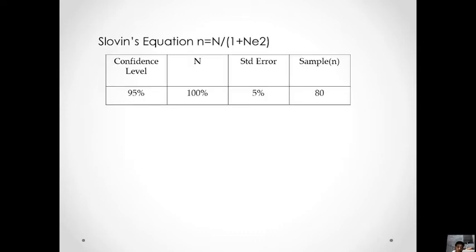Sample size determination. Slovin's equation: n = N / (1 + Ne²). Confidence level is 95%, the confidence in the research result. N is the population. Standard error is 5%, the margin of error, which determines the errors that may be encountered. The sample n is 80, with a result of 80 as the sample.